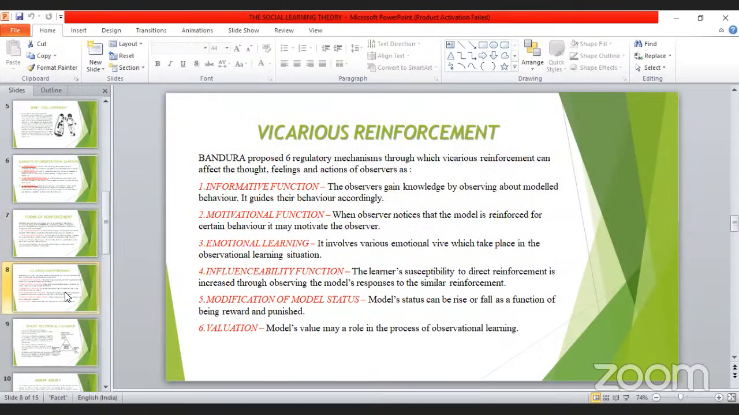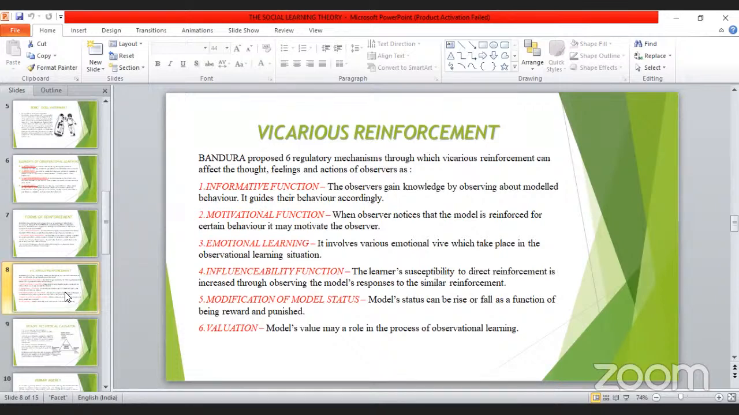So next is how this vicarious reinforcement occurs. There are 6 regulatory mechanisms involved in this case. First is informative function. Here, the observer gains knowledge by observing model behavior, and it guides his behavior.